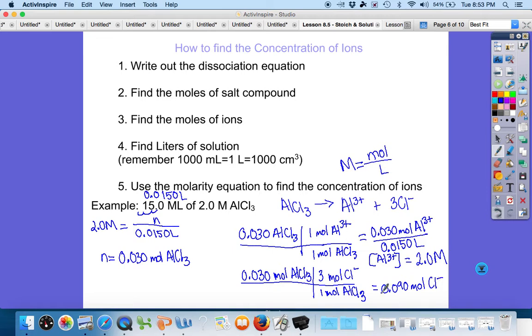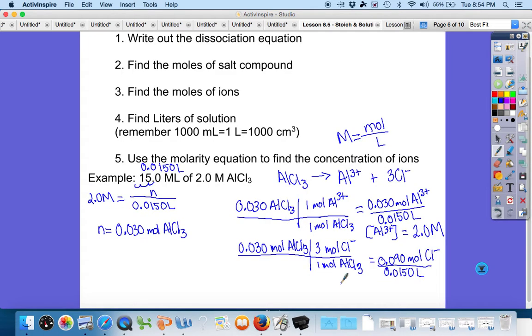Divide by our volume, which is 0.015 liters. And the concentration of our chlorine ions, 0.09 divided by 0.015, should give us 6 molar.